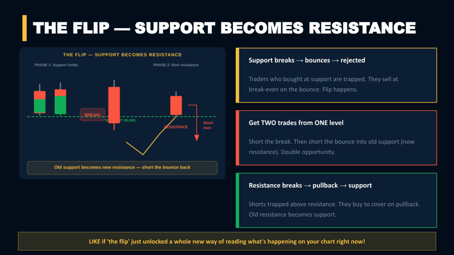Here's one of the coolest dynamics in trading, the flip. This is when a level changes from support to resistance, or vice versa. Support at $5,090 has held for months. Traders have bought there repeatedly. Then one day, the level breaks.